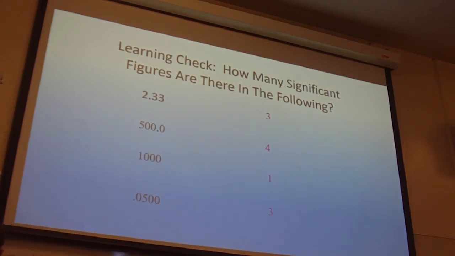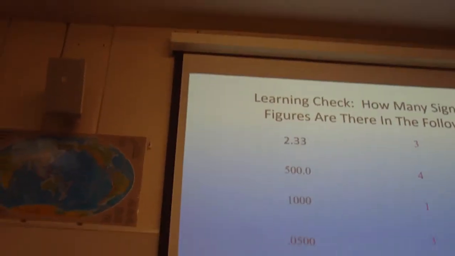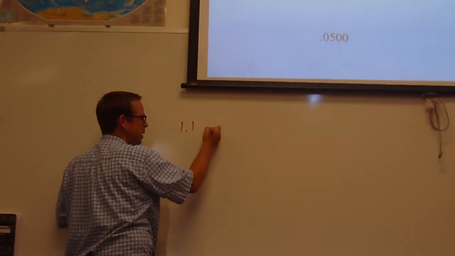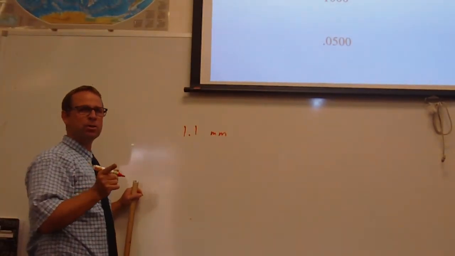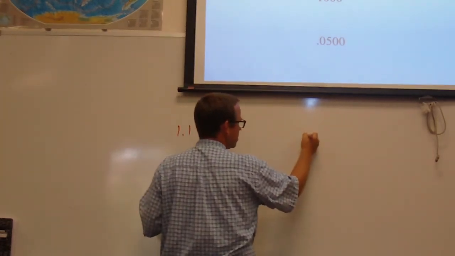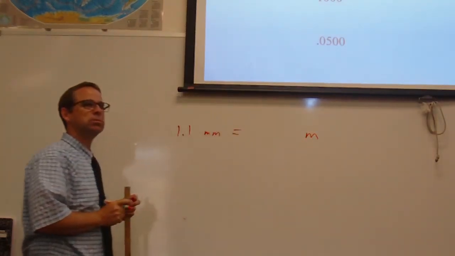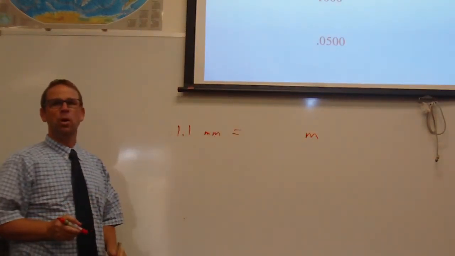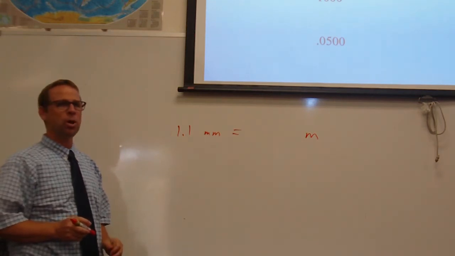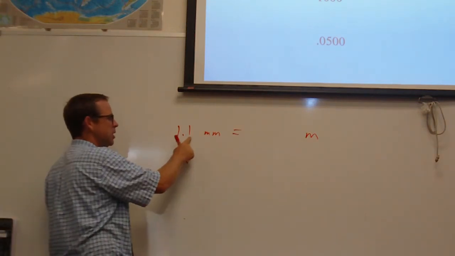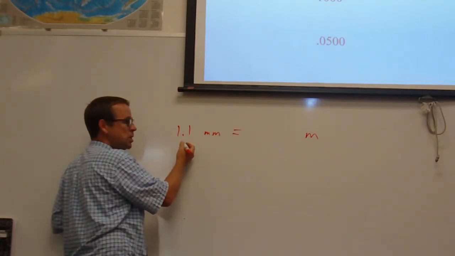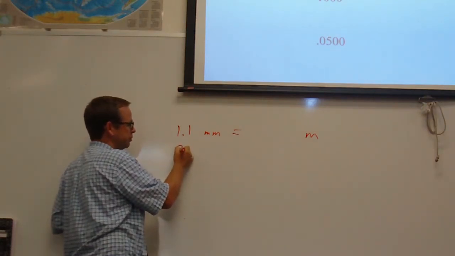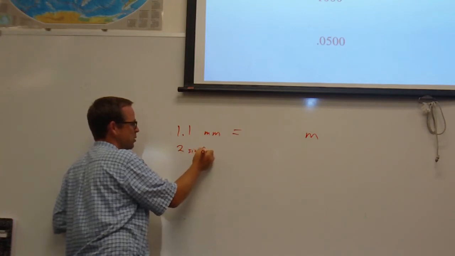So let's look at a number like this. 1.1 millimeters. How many meters is 1.1 millimeters? How many significant digits are here? 2. 2 significant digits. 2 sig figs.